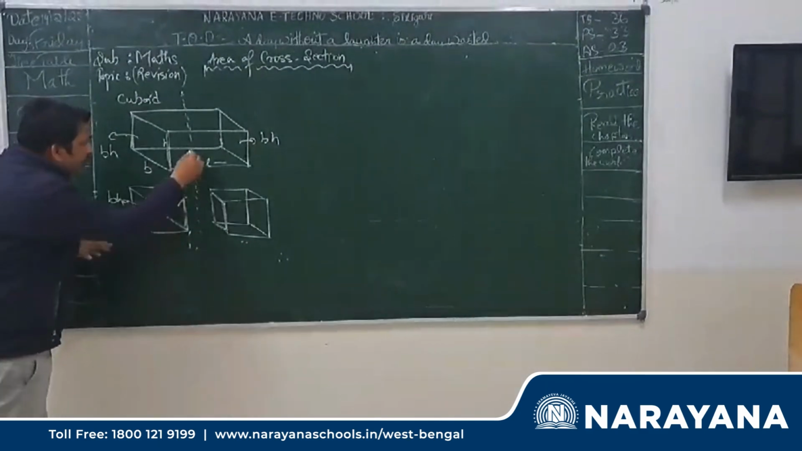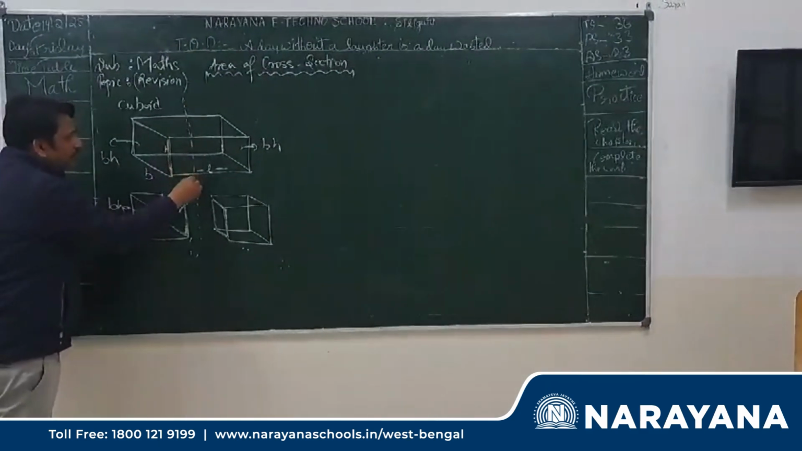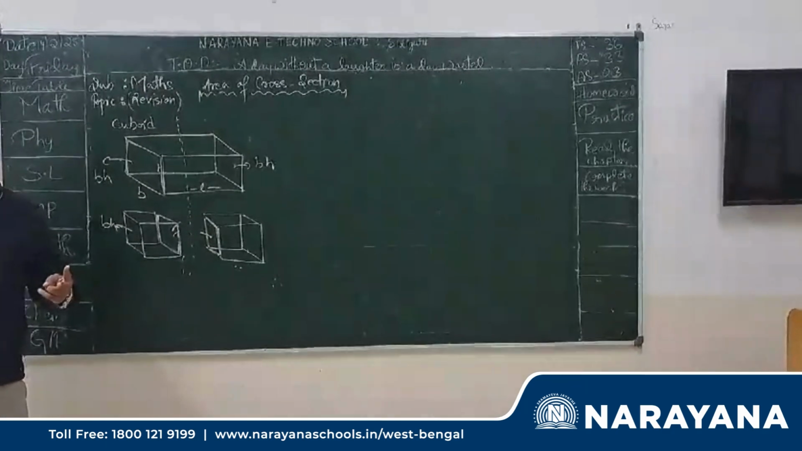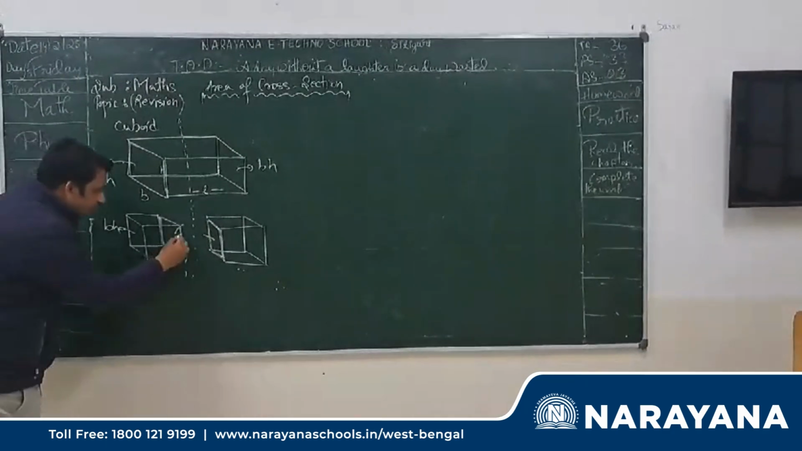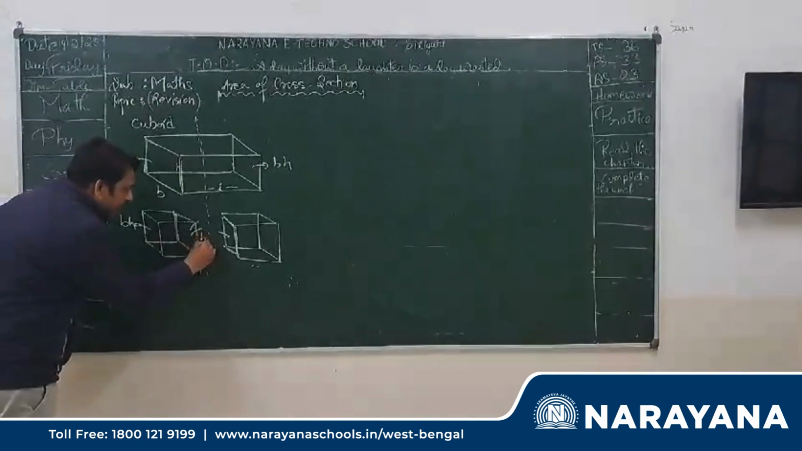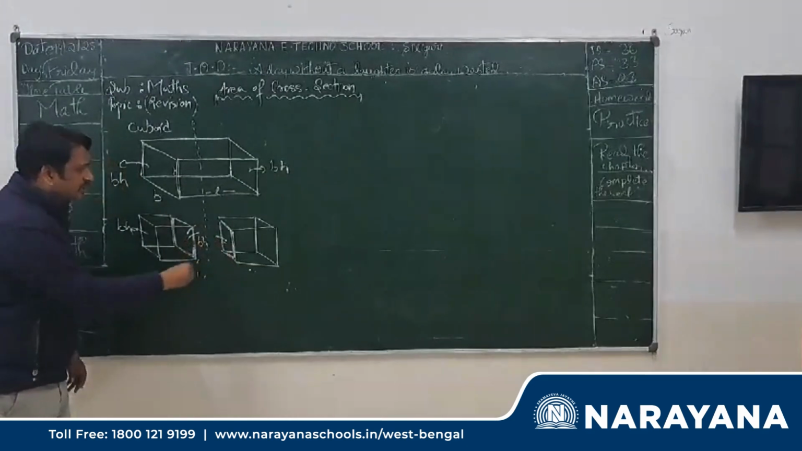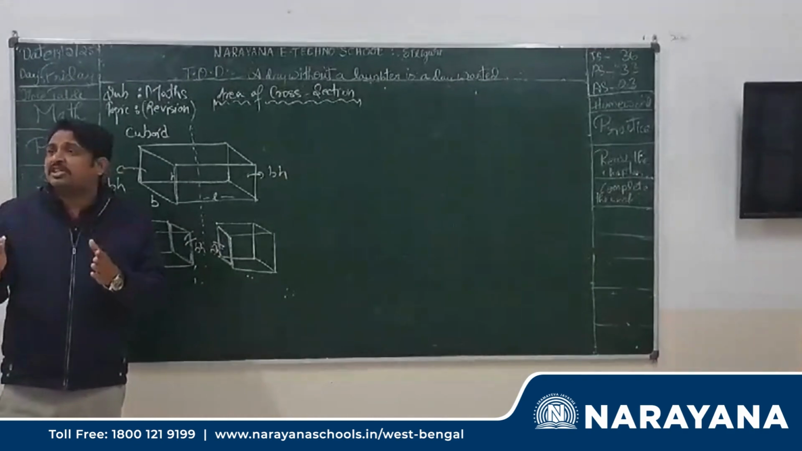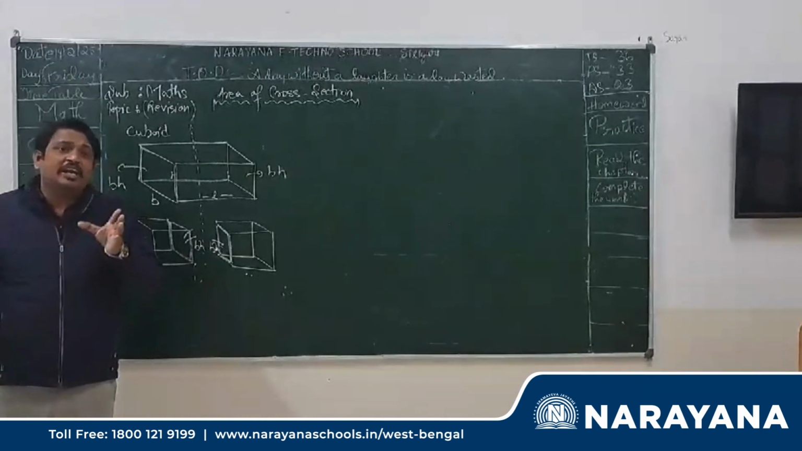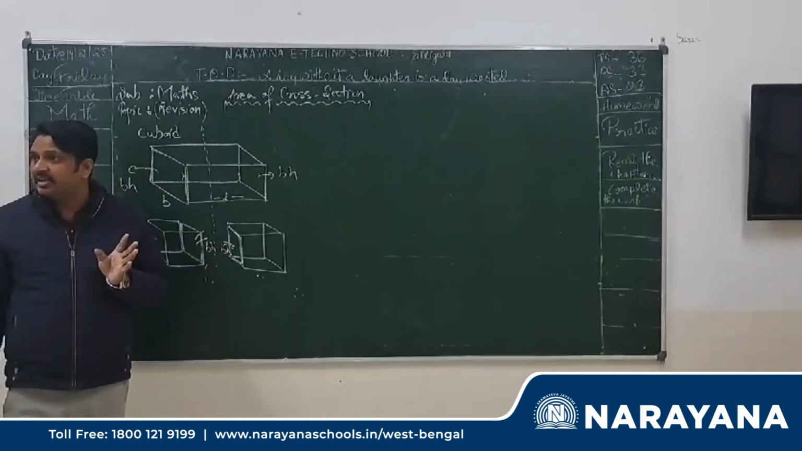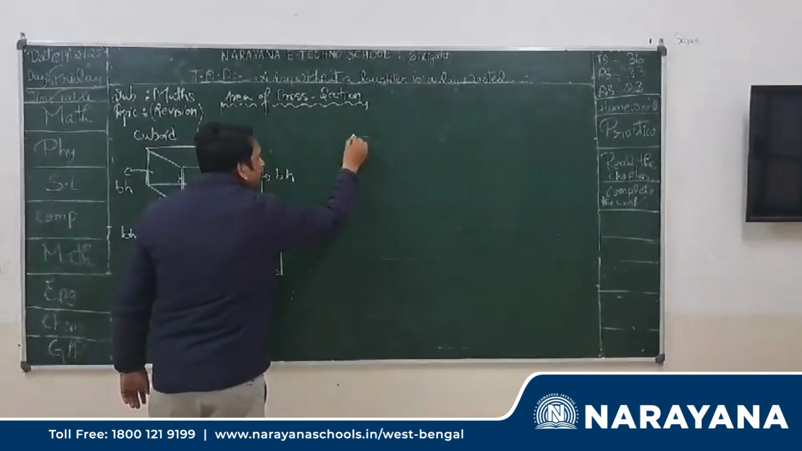But when I cut this from the middle, I get two more cross sections. This is also in the shape of a rectangle, so the area is base into height, and this is also a rectangle, so base into height. Is it correct? So what is the area of cross section? It is nothing but the area of the ends of 3D objects. Clear?